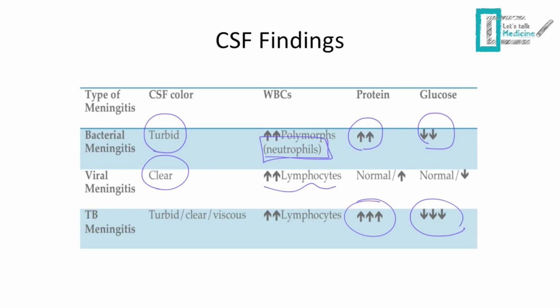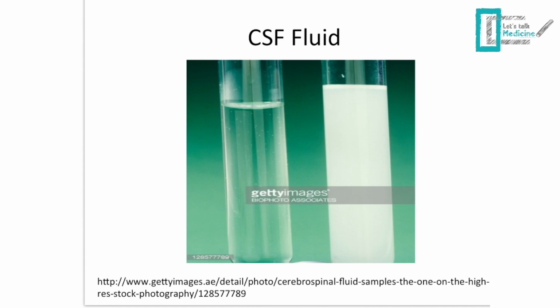Now going to the TB meningitis. The color of the CSF can be anything: turbid, clear, or viscous, and you will have mostly increased lymphocytes, although it's a bacteria. However, lymphocytes are the ones going to defend in this case. And as we said, because of the vascular permeability, you will have increased protein, and because it's a bacteria, it will use the glucose.